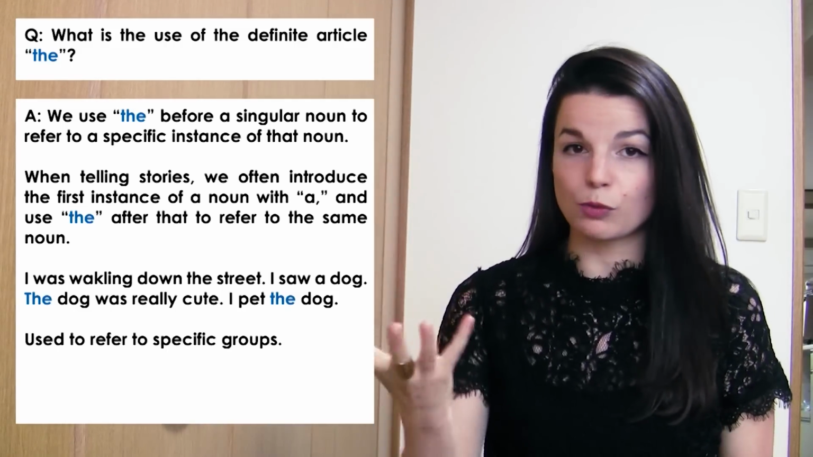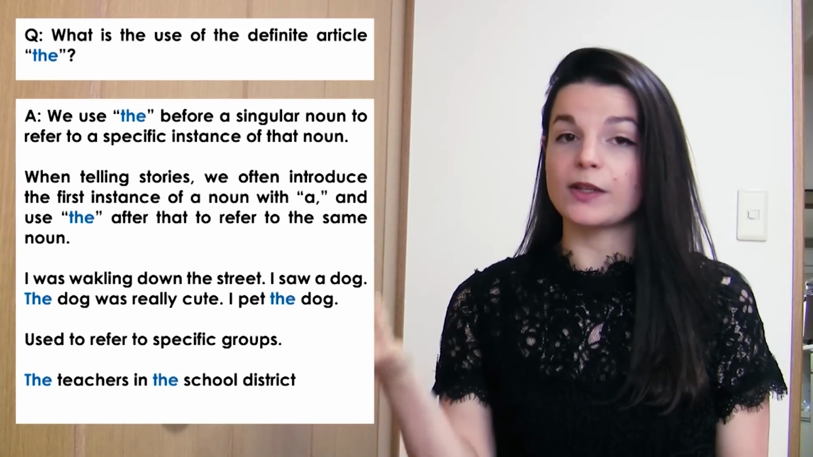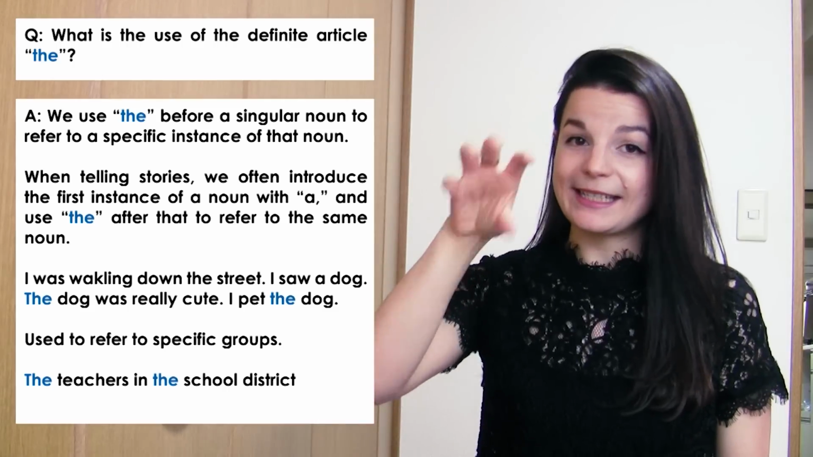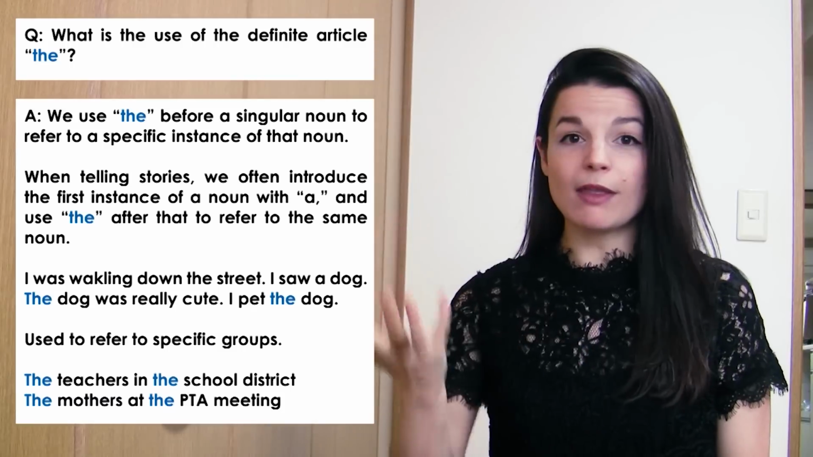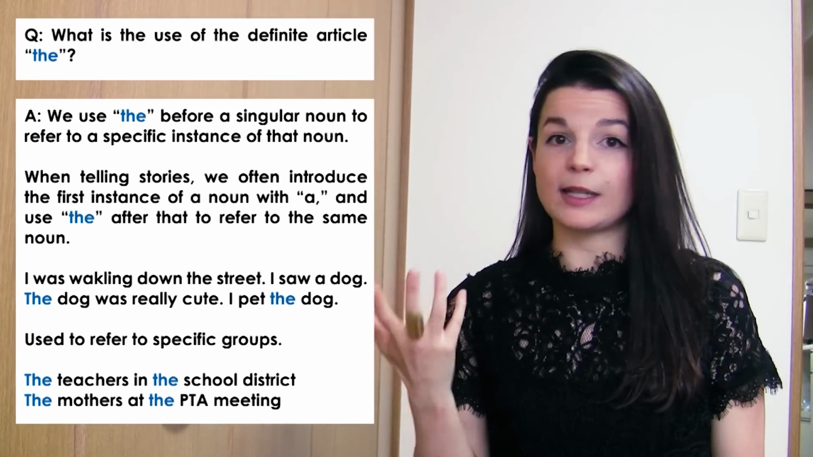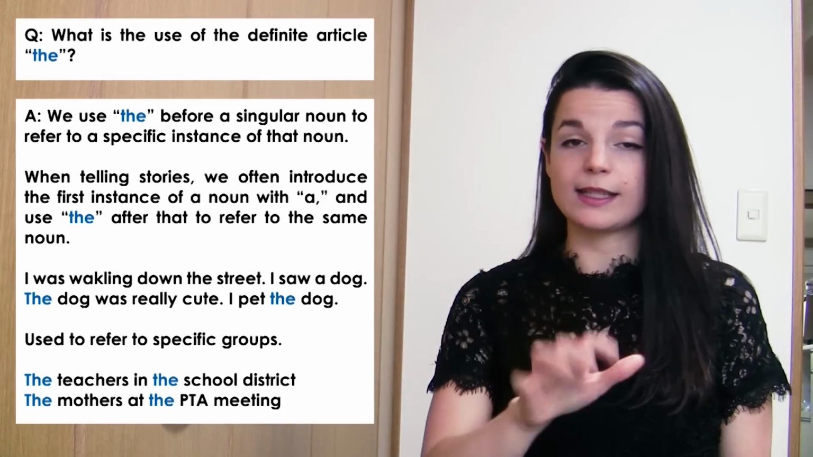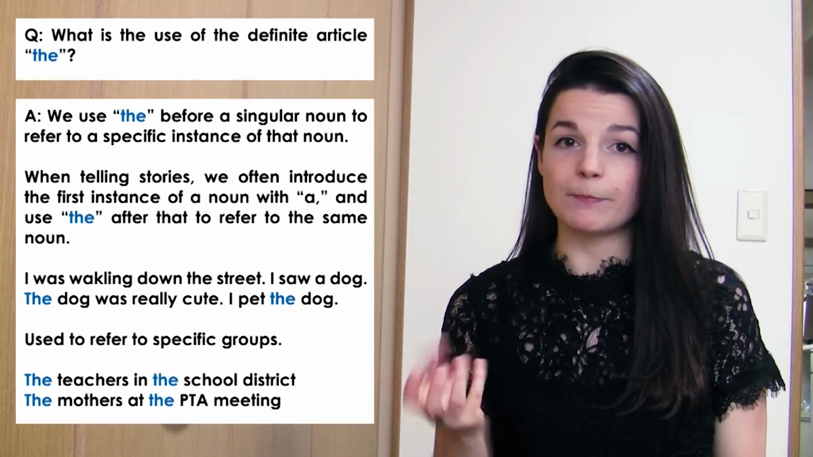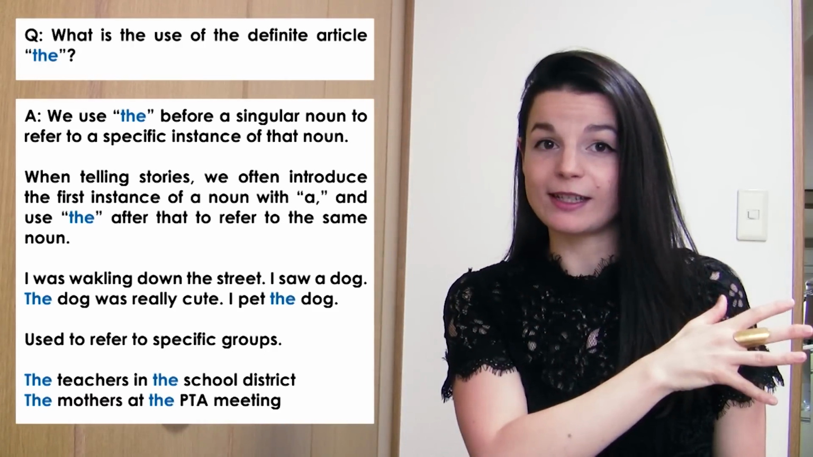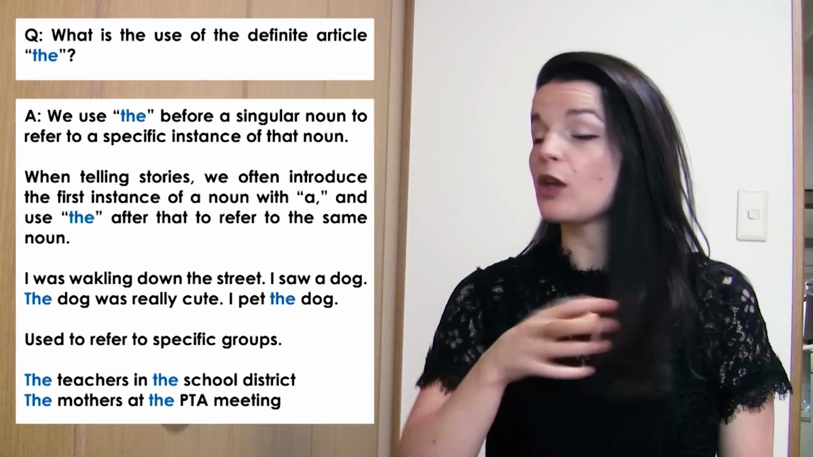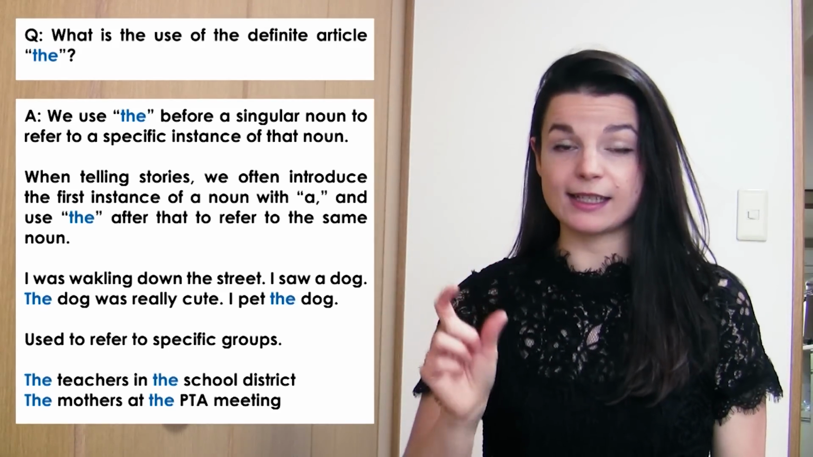to a specific group. So for example, the teachers in the school district went on strike. So specifically, we're talking about teachers in a specific school district. The teachers went on strike. The mothers at the PTA meeting organized a bake sale. It's a specific group that is defined by something else. So in this case, the mothers at the PTA meeting. Only the mothers that were at that meeting, not the mothers from a different group, for example. So we use the to talk about a specific instance of something.